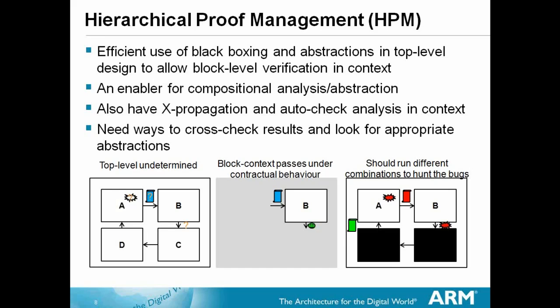So this could be anything, right? But let's say, for example, there's a little bug hiding in block A. Then if you were to run at a top level, the properties around that would remain undetermined. But if you compose a subsystem, we can also observe these bugs. And this also helps us to check for things like over or under constraint, because the intersection of the behaviors of these compositions will allow us to identify these things. And we can, of course, harness this in our X propagation and auto check analysis and some of these other flows.